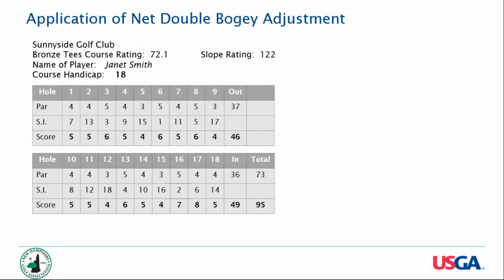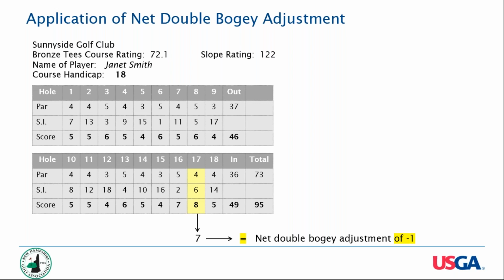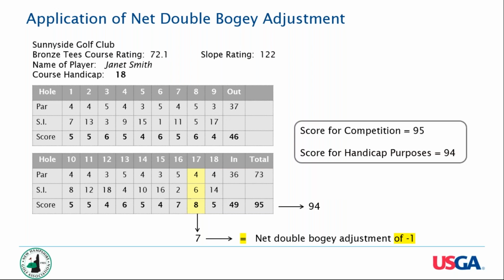And just another example here, this person's course handicap is 18. All right, and just look at the scores they're posting here. And we see on 17, they actually made an 8, but for score posting purposes, we have to calculate their net double bogey, which is actually a 7, just based on they get 1 stroke per hole. It's a par 4. Double bogey brings it to 6, and then adding the 1 gets you to 7. All right. So for competition purposes, this person did make a 95, but for score posting and handicap purposes, it is a 94 that would be posted.